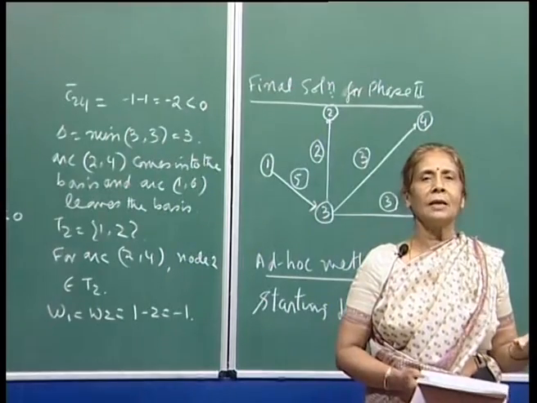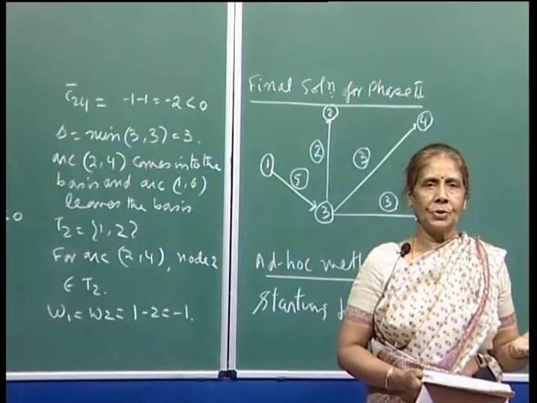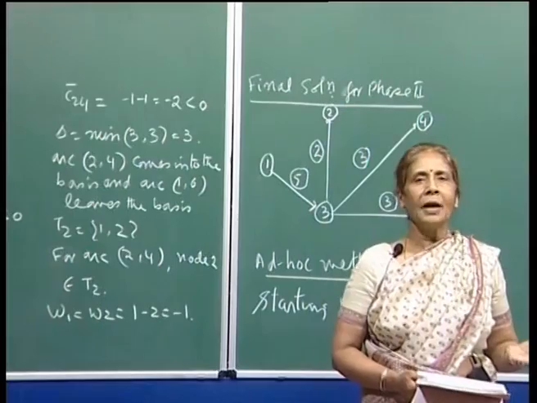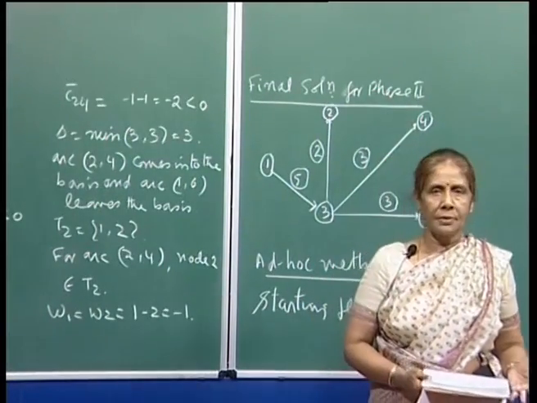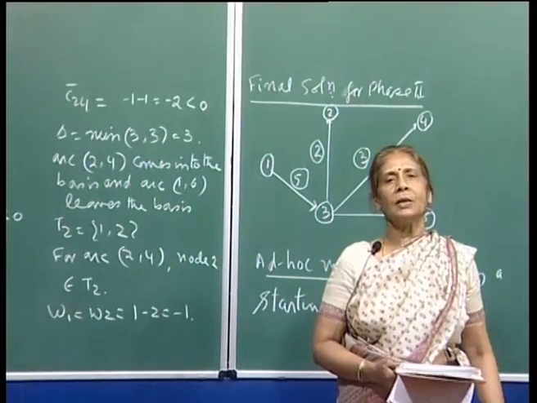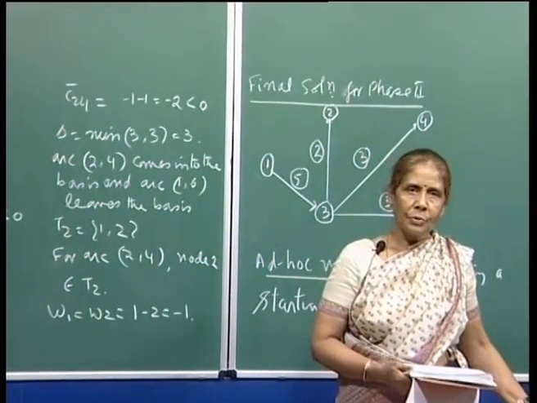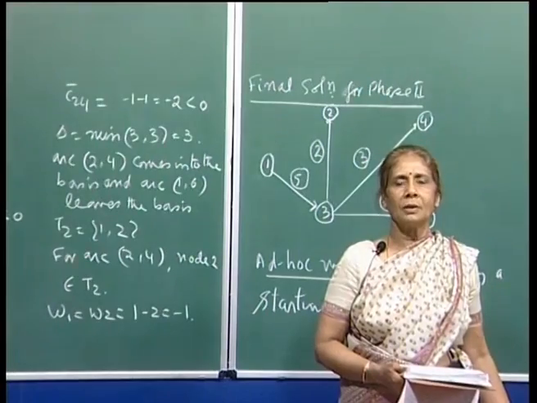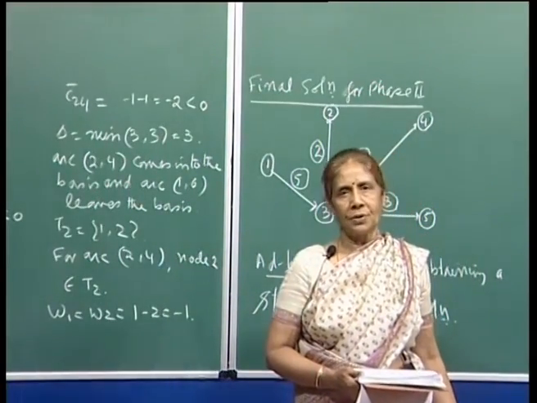That will not necessarily be a basic feasible solution. That means it will not be a spanning tree. If the number of nodes is n, it may have more than n minus 1 arcs. So, then I will give you a method to reduce the given feasible solution to a basic feasible solution.